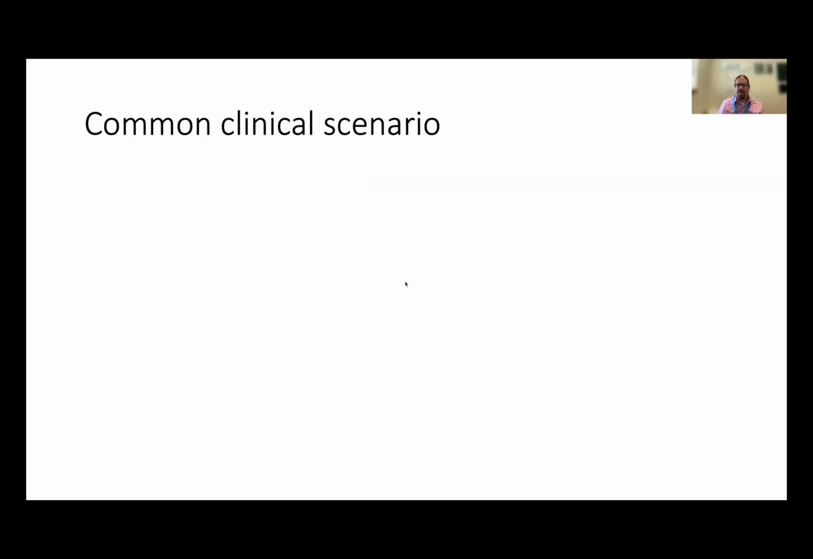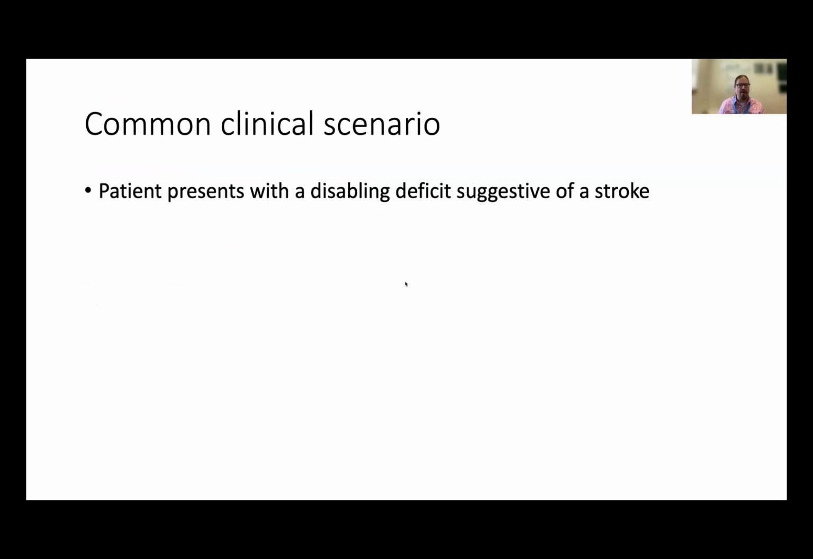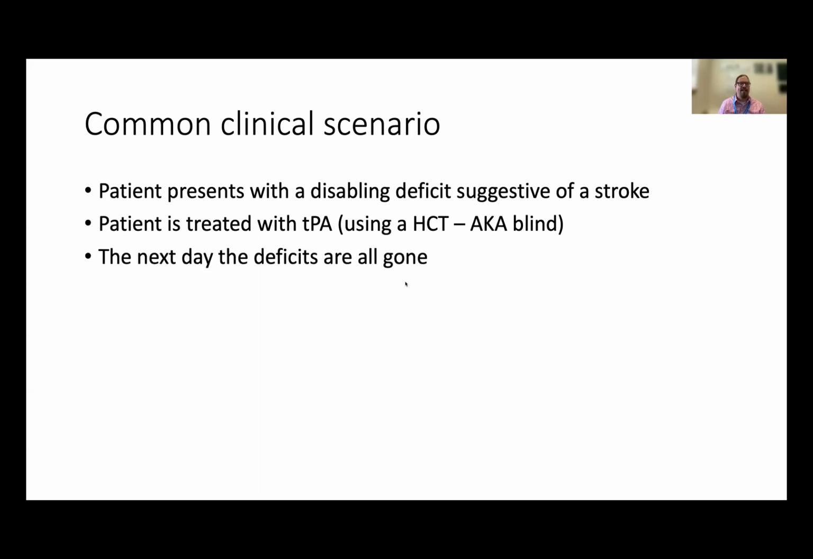So this kind of brings up this common clinical scenario. I don't know how other people have had this, but I feel like I see this all the time, where a patient presents with a disabling deficit suggestive of stroke. So you do the old school way, and you get a head CT, it looks negative, you give them TPA. And then the next day, all the deficits are gone. And you say, all right, we saved it. We've clinically averted the stroke with TPA.